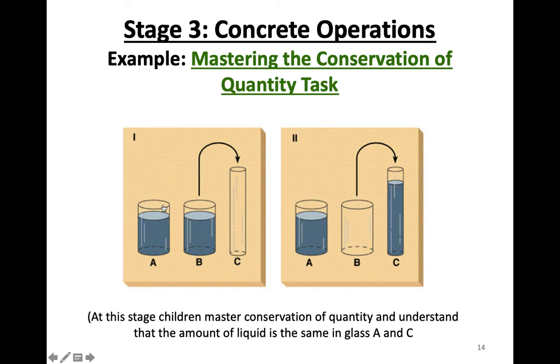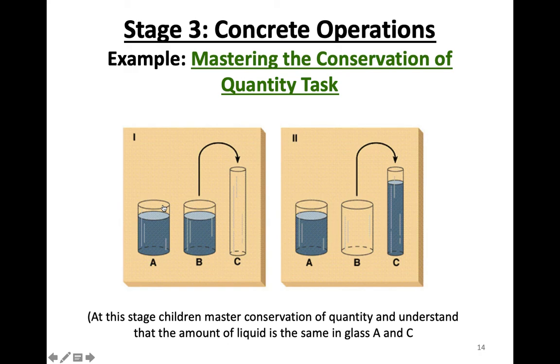As children move into the concrete operations stage, which they do from about 7 to 11 or 12, they can overcome this error and they can start to consider multiple dimensions. And so when children are in stage 3, they're able to recognize that there's the same amount of liquid in glass A as there is in C. Just because they're different shapes, it's the same amount of liquid. You know, if you just move it over, it doesn't change anything about the amount. Hence the name conservation. The actual quantity is conserved.